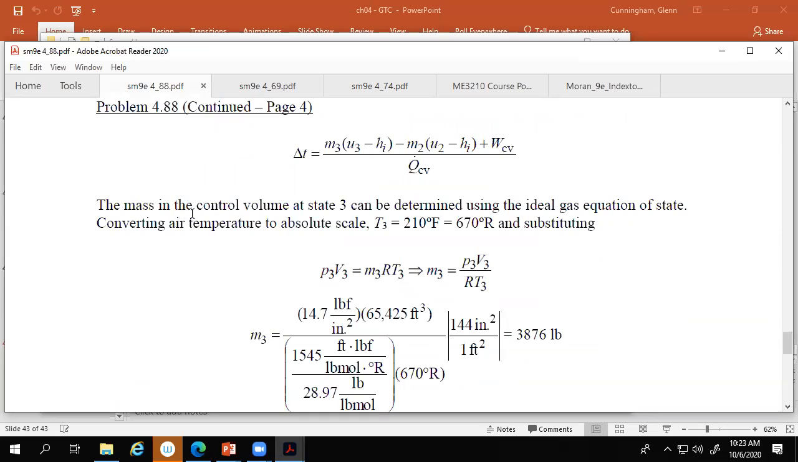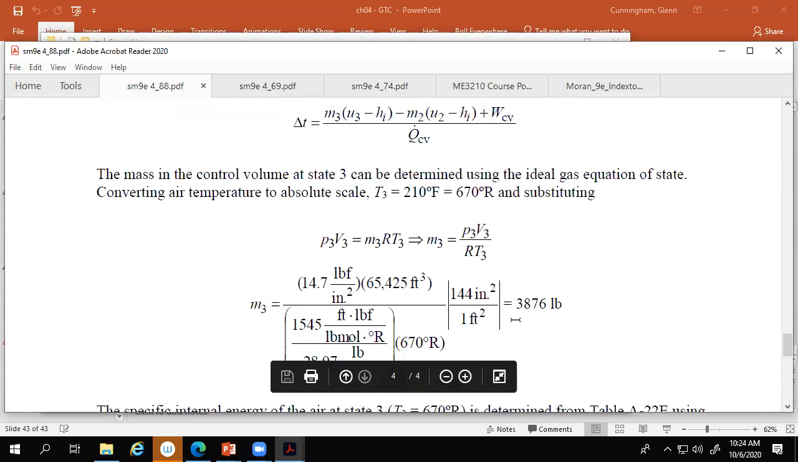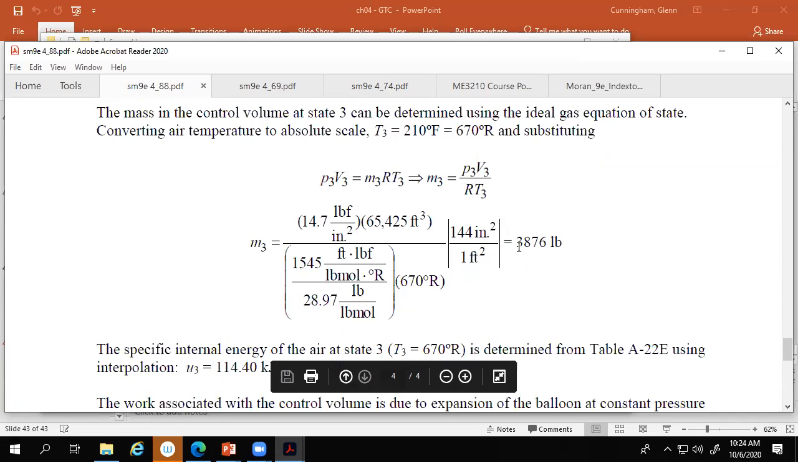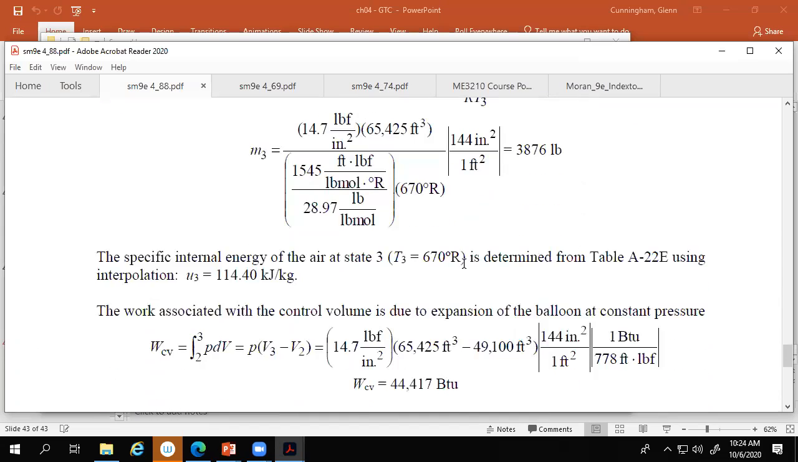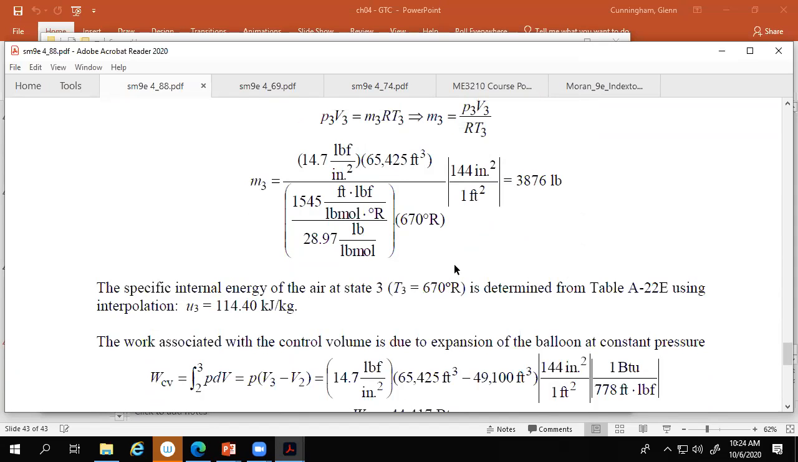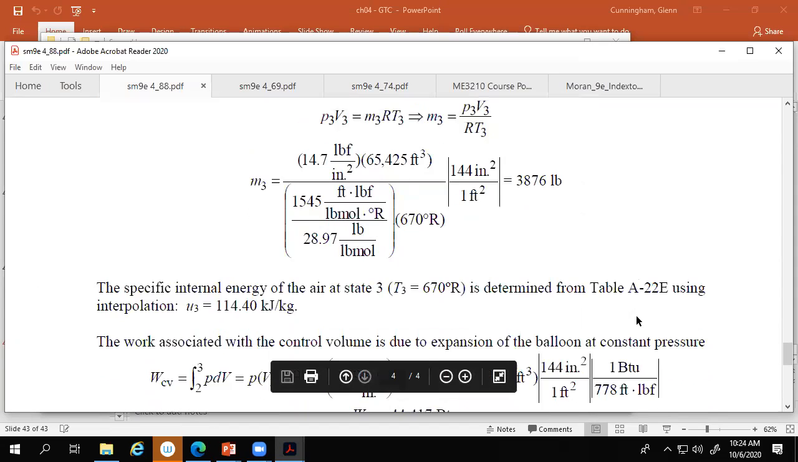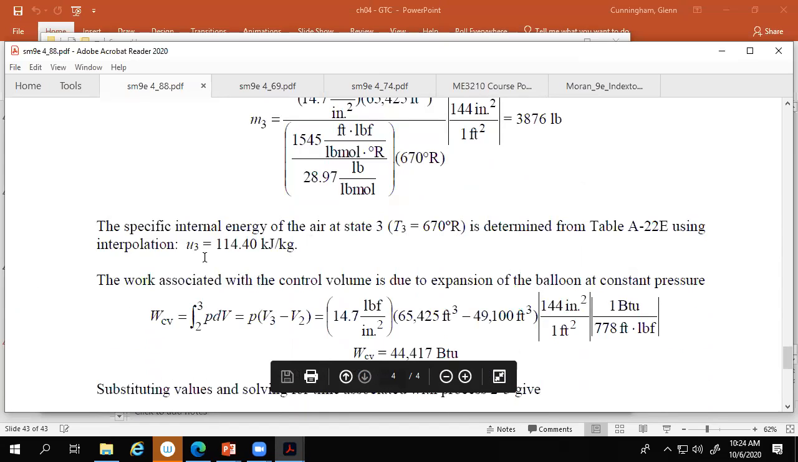We have to solve for the mass in the control volume at state 3. So we're just going to use the ideal gas law as before. So mass at 3 equals pressure 3, volume 3, over specific gas constant times T at 3. So we know all that stuff. And so we get 3876 pounds. And then we go to the tables. I think we know the temperatures, right? So we can go look up. So the internal energy at 3 is looked up at 114.4 kilojoules per kilogram.